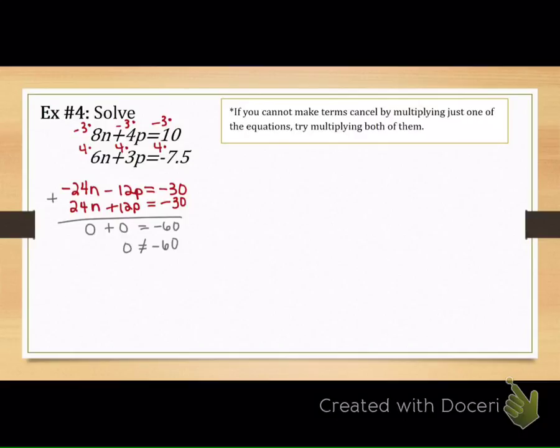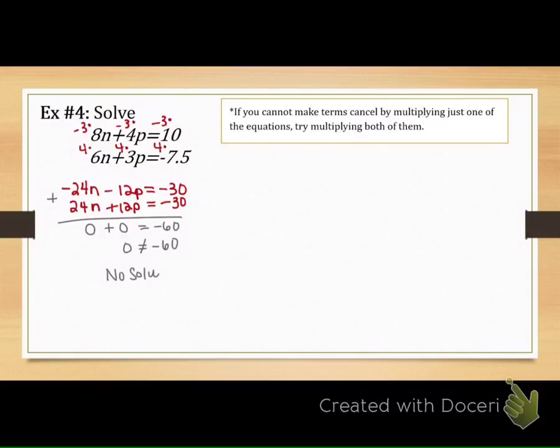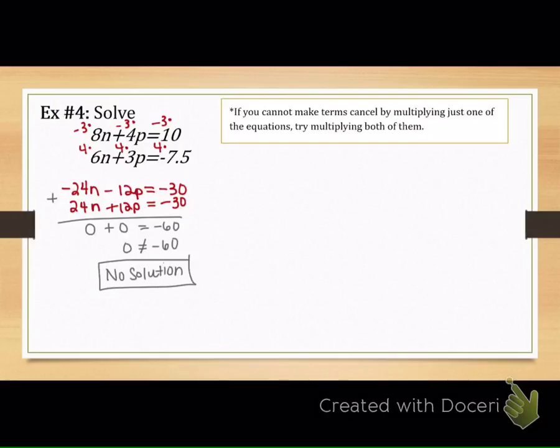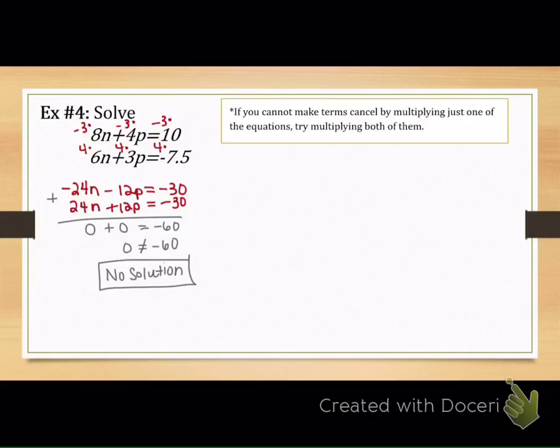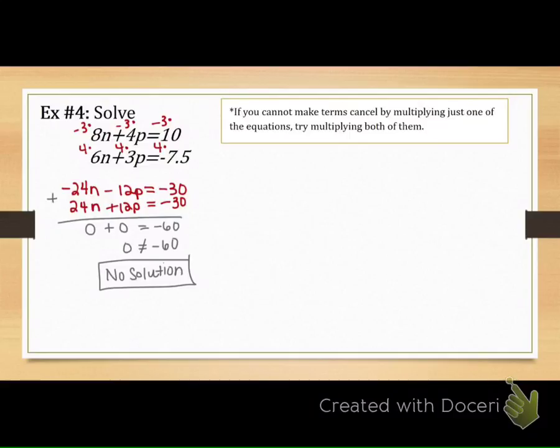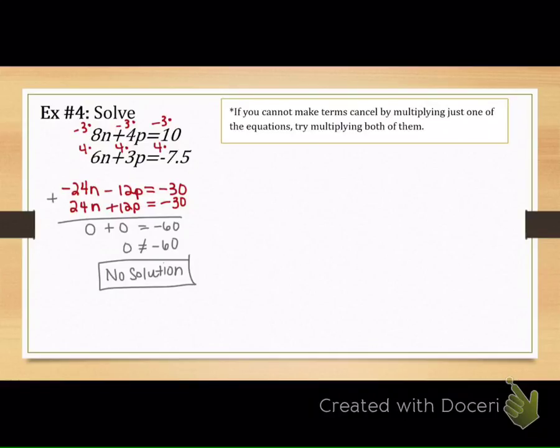If it's a false statement, we write no solution, meaning that the lines are parallel, meaning they'll never cross, they'll never intersect. So if we are inspecting the graph, you won't see that crossing. If it is a true statement, you write infinitely many solutions. You cannot write all real because that implies every single ordered pair on a grid is on that line, which is not true at all. Infinitely many means that if you're inspecting the graph, the lines lay on top of each other.